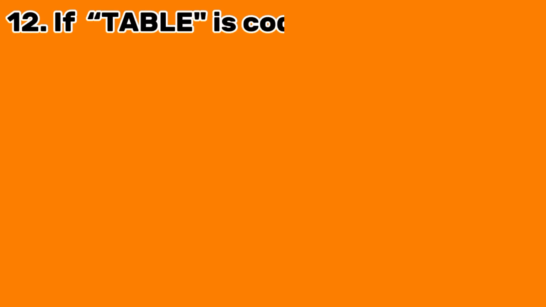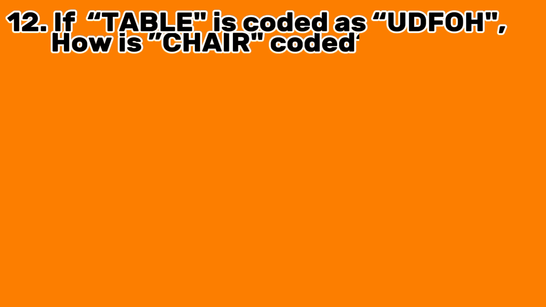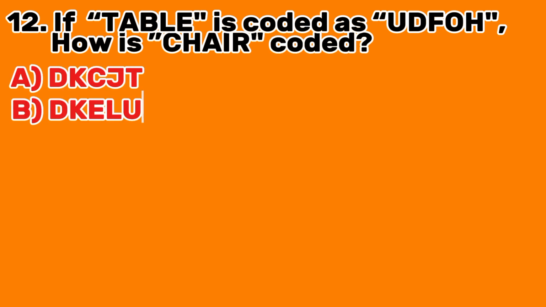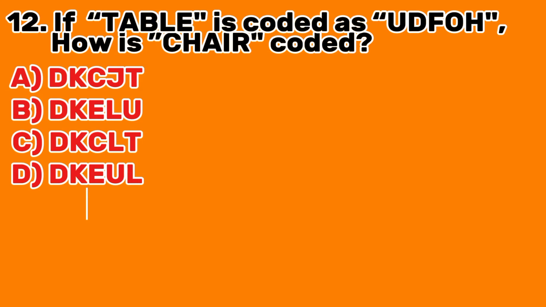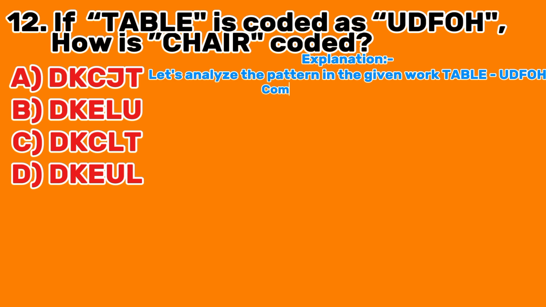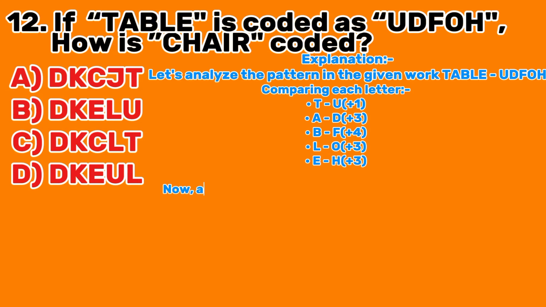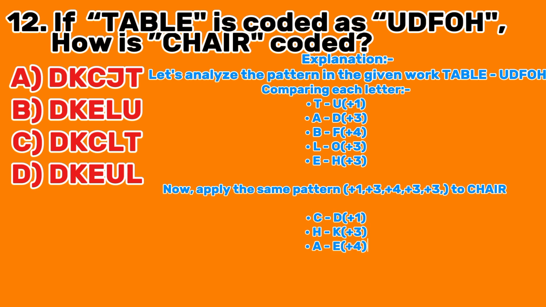12. If TABLE is coded as UTFO, how is CHAIR coded? A. DKCJT. B. DKLU. C. DKCLT. D. DQL. Explanation: let's analyze the pattern in the given word TABLE, UTFO. Comparing each letter: T to U is plus 1, A to D is plus 3, B to F is plus 4, L to O is plus 3, E to H is plus 3. Now apply the same pattern, plus 1, plus 3, plus 4, plus 3, plus 3, to CHAIR: C to D plus 1, H to K plus 3, A to E plus 4, I to L plus 3, R to U plus 3, equals DKLU. Answer B. DKLU.